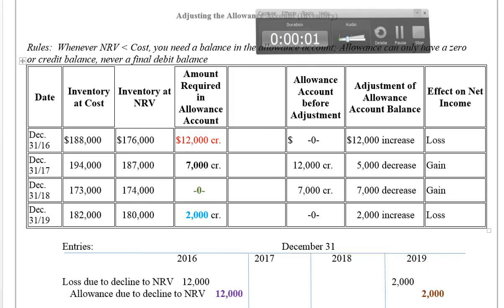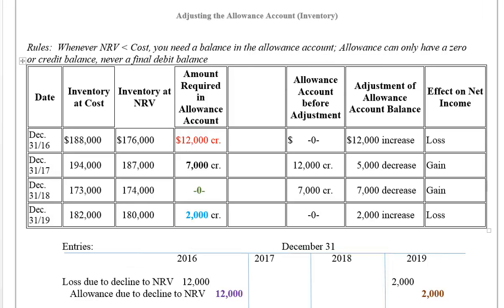Hi folks, welcome to this video which shows you how to adjust the allowance account that we have for inventory.